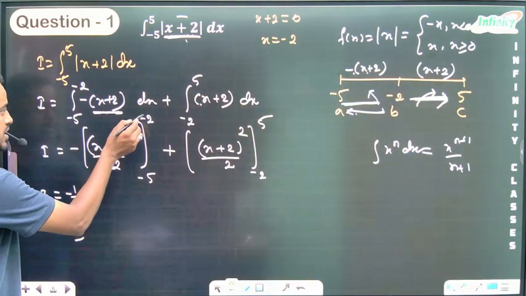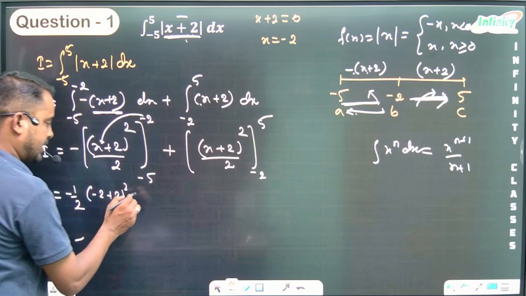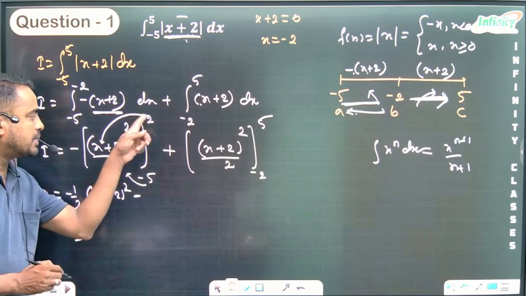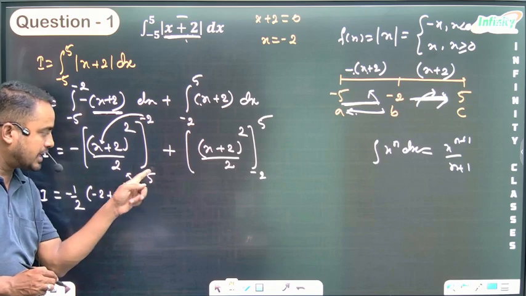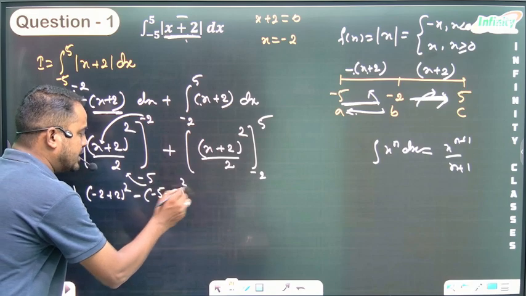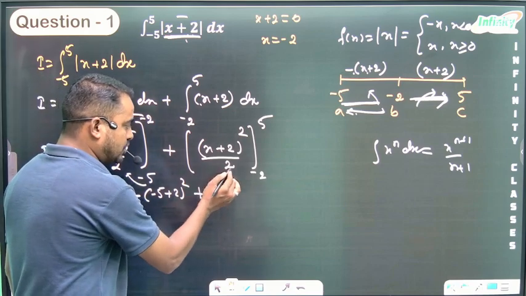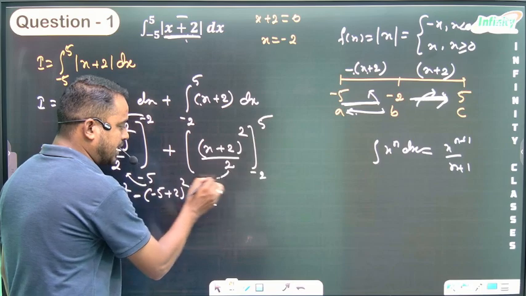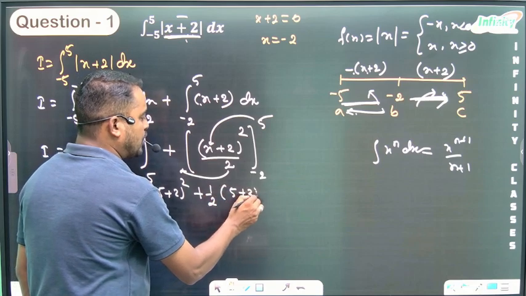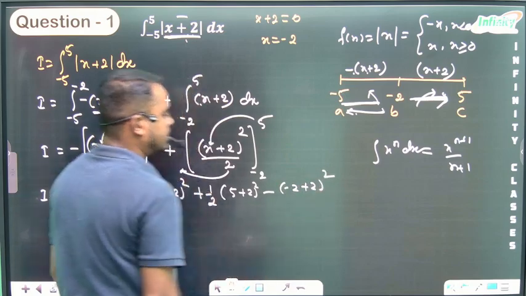That is -1 by 2. First the upper limit, -2 plus 2 whole square. Then at the time of substituting the lower limit, first keep the minus sign: minus of the lower limit, -5 plus 2 whole square. This 2 I have already taken outside. Plus, take 2 outside again here, 1 by 2, upper limit 5 plus 2 whole square, minus of the lower limit -2 plus 2 whole square.